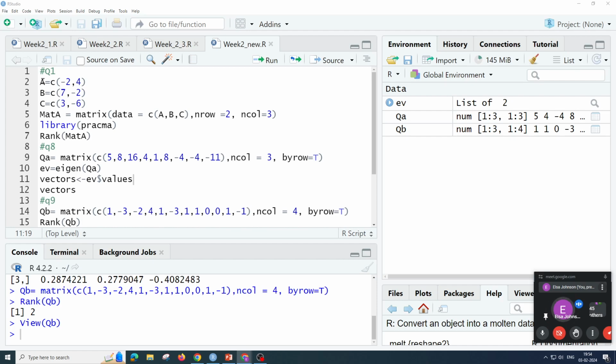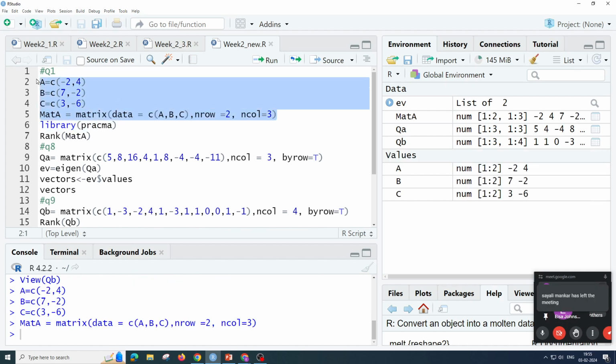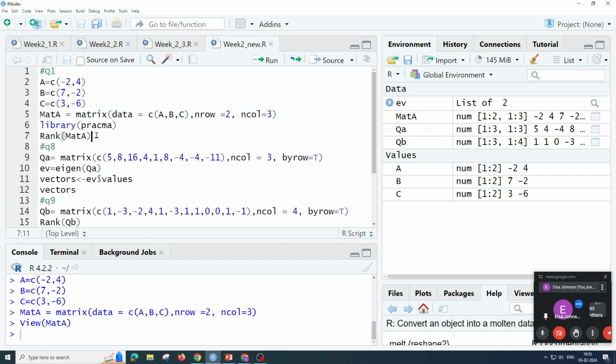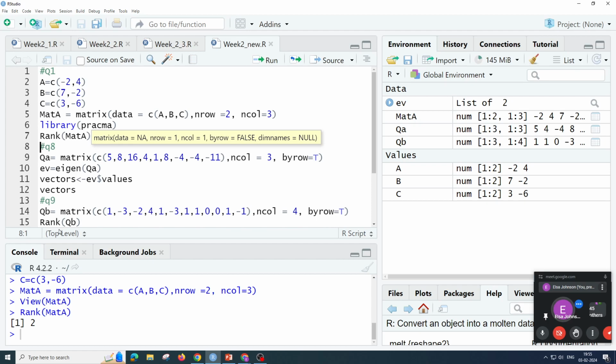Now I have just given the many operations you can do with the help of matrices also. Like for example, this was the first question, A equal to minus 2, 4, 7 minus 2 and 3 minus 6. If you are forming a matrix, I have given these lists. So I can give matrix of data equal to c(A, B, C), n row equal to 2 and n column. Then I'll be entering this one. So matrix A, this was the first question. Now if you give rank of mat A, then it will be 2.